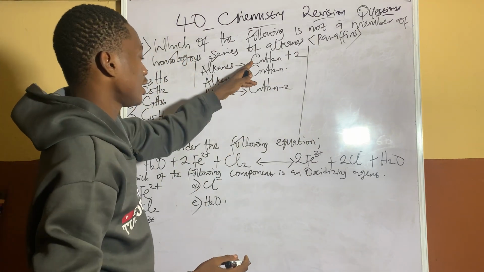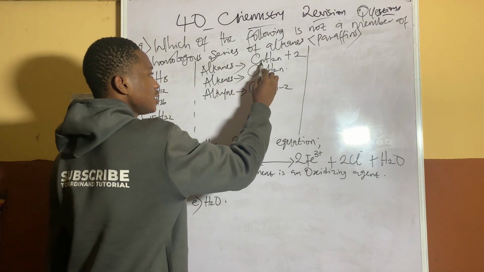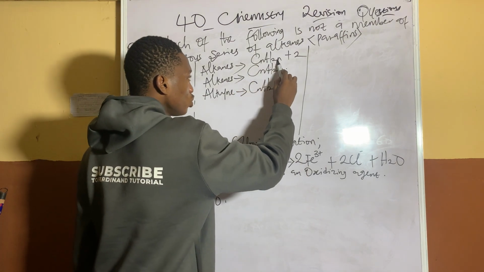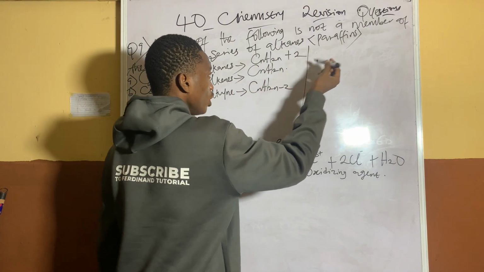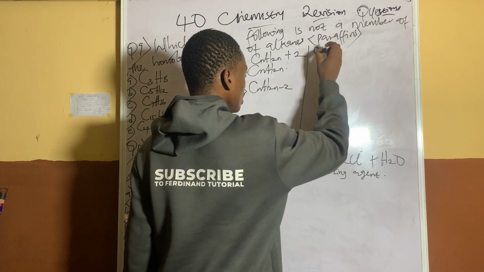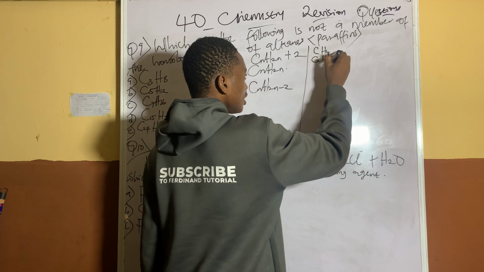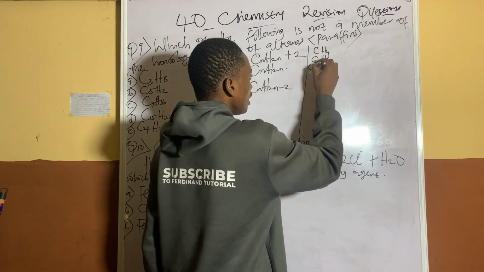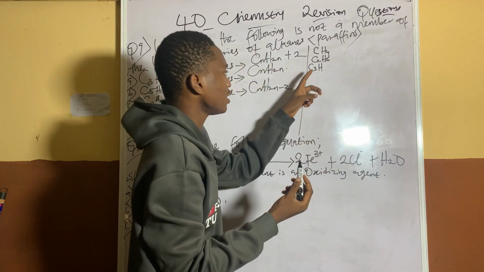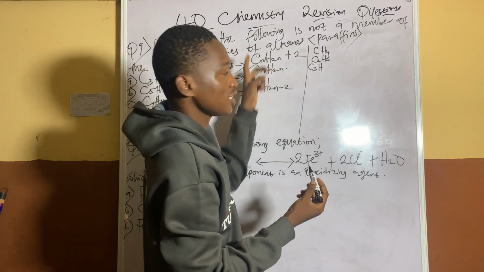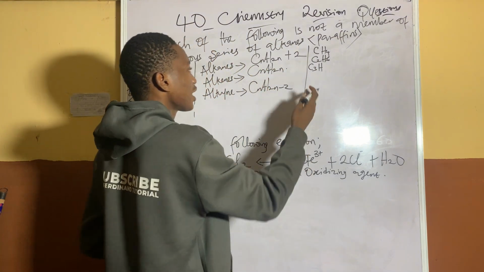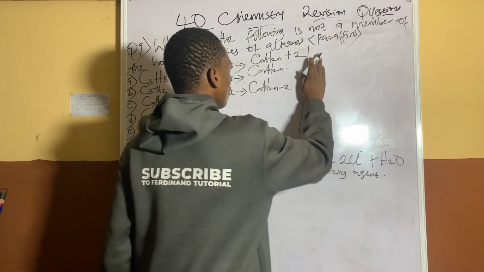Since we're talking about alkanes, if C is 1, H will be 2 times 1, which is 2, plus 2, which is 4. So 1 C gives CH4. When we have 2 C, it will be C2H6. If I have 3 C, instead of C3H6, I will have C3H8. Are we there now? We can calculate using the formula.